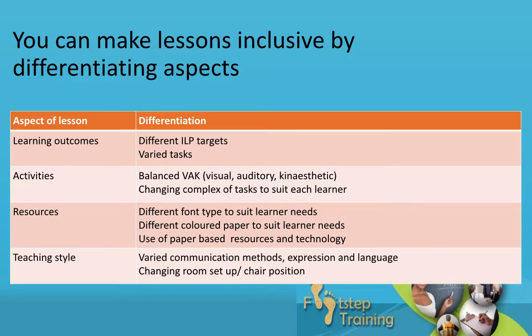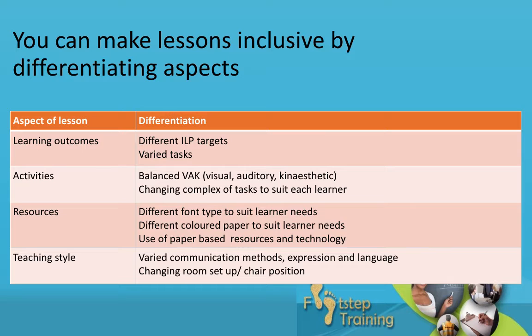The activity aspect of the lesson will mean that you need to perhaps consider balancing visual, auditory, and kinesthetic aspects of accessing information and changing the complexity of tasks to suit learners. So, again, you might be considering, well, here's a base task that I get the whole group to do, but what I need to do is perhaps have extension tasks or additional tasks, so that if some learners achieve that task more quickly, there's something else that I can extend that task to keep them busy while everybody else does the core task.